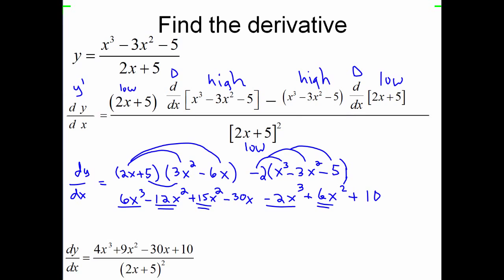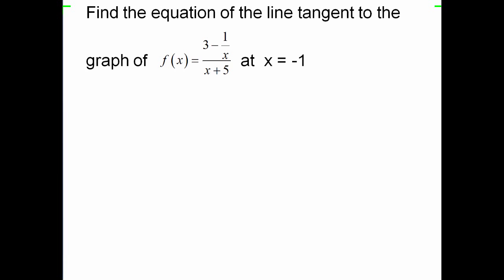Let's take a look at another example. Okay, let's find the equation of the tangent line to the graph of this at x is equal to negative 1. So first of all, let's understand the question. Okay, so basically the question says this: we've got some graph. Let's just say there's some graph. Let's just pretend this is the graph of this function. This is f of x.